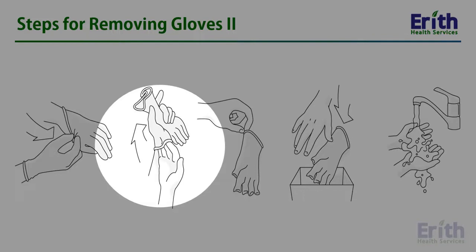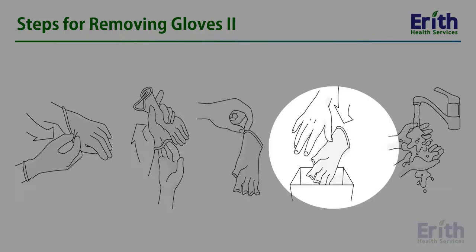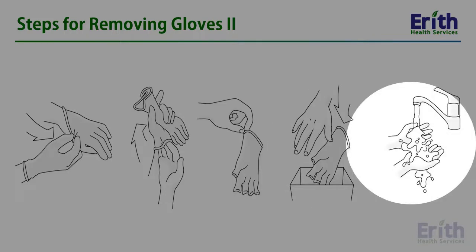Step 7. Grab the gloves firmly by the uncontaminated surface, the side that was originally touching your hand. Release your grasp of the first glove you removed. Pull your second hand free from the gloves. Dispose of the gloves properly and wash your hands immediately.